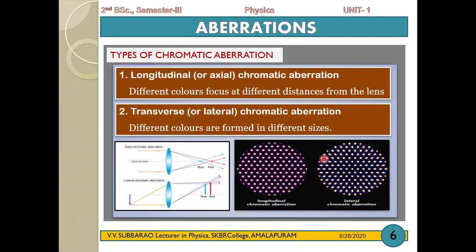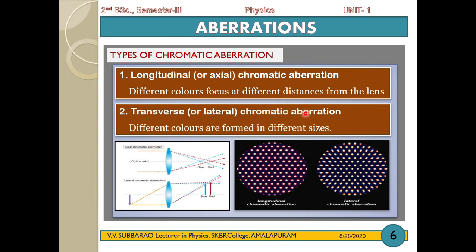Types of chromatic aberration. Chromatic aberration is mainly divided into 2 types. One is longitudinal or axial chromatic aberration. The second one is transverse or lateral chromatic aberration. First, let us discuss the axial chromatic aberration. We have already seen that when white light is incident on a lens from a distant object, violet and red rays will be focused to different points. That means the focal length varies from color to color and we can observe an axial distance between blue and red focus. So the distance between the two is called longitudinal chromatic aberration.